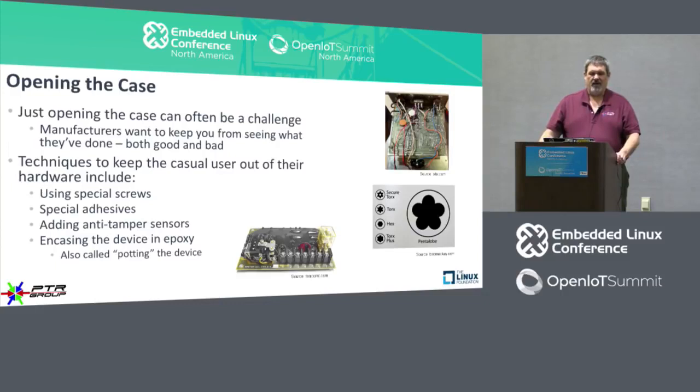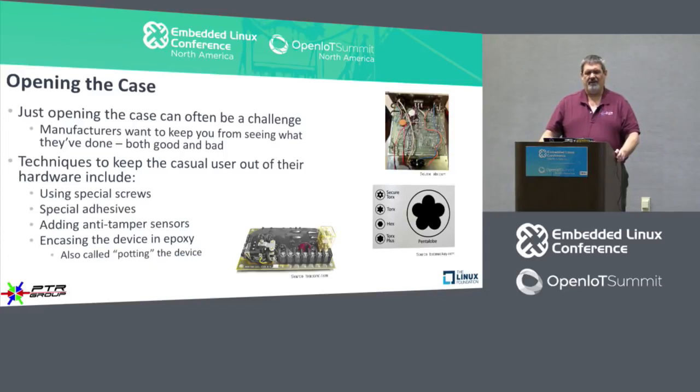Of course, sometimes they'll use special adhesives. That was what we were talking about earlier when you use the heat gun to melt the adhesive down a little bit to make it more pliable. Then there are anti-tamper sensors, which are really tricky. They'll have a case with special switches inside it, so that if you open the case, it triggers the switch and zeroes out the flash. That is particularly troublesome. We'll talk more about that in just a minute.